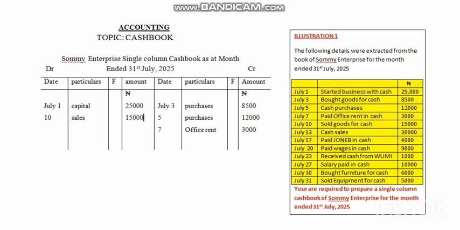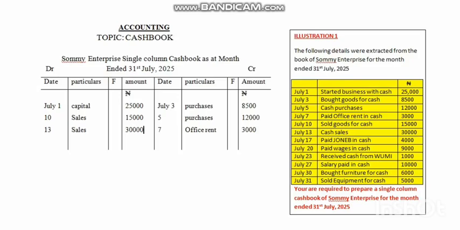Then what happened on July 13th? Cash sales. Cash sales means the cash realized from the sale of goods. So it is cash inflow. It should be recorded on the debit side. So you write sales. How much? 30,000 naira. You write 30,000 naira here.